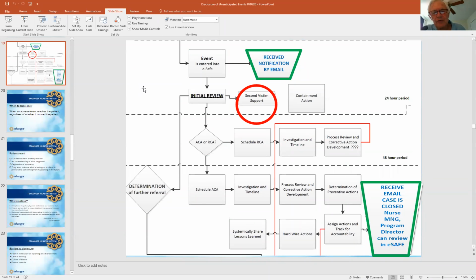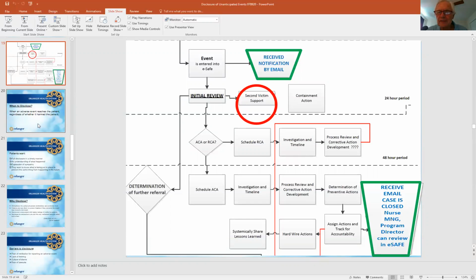So just so you guys have an understanding of what happens after that event goes in, I'm going to come back and talk about second victim support later on, but there is an initial review of that event. And then a decision is made of whether there needs to be further referral for that event. Does it need an ACA or an RCA, a root cause analysis? And then that RCA is scheduled within a 48-hour period.